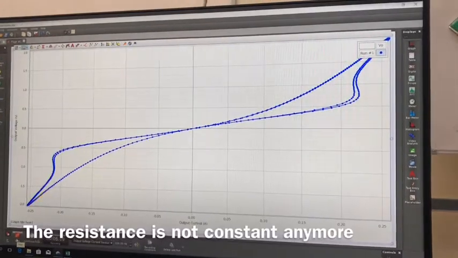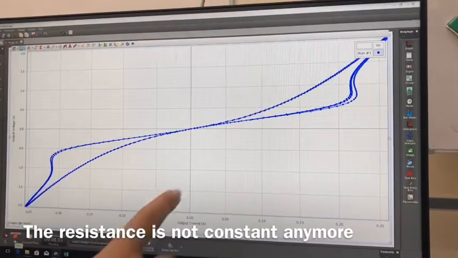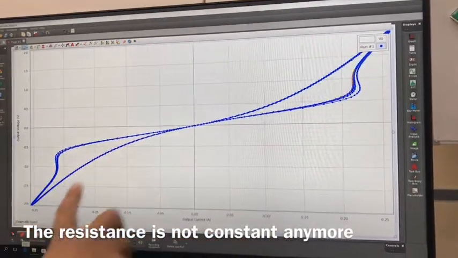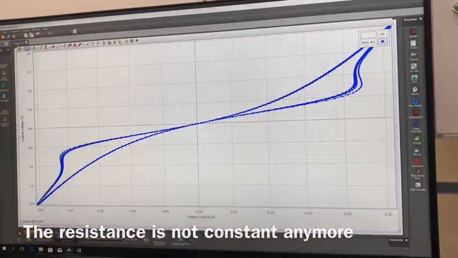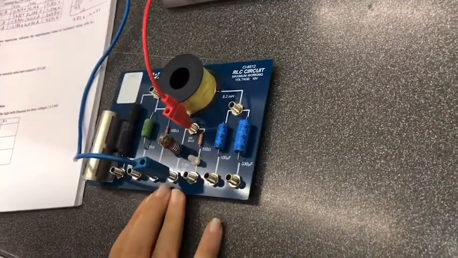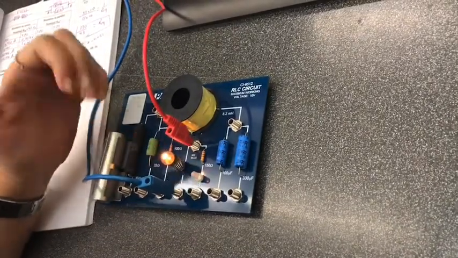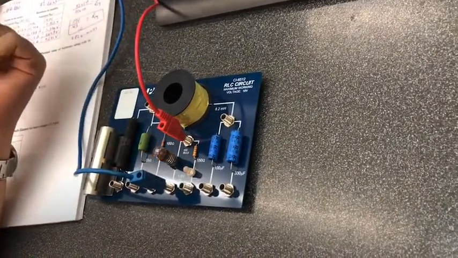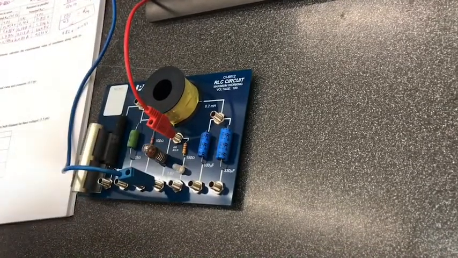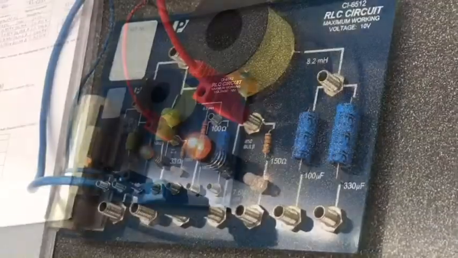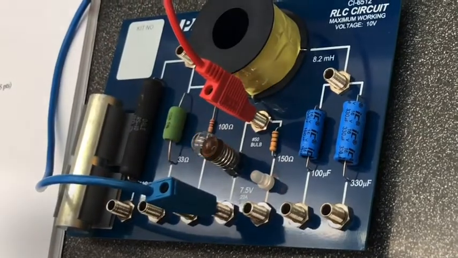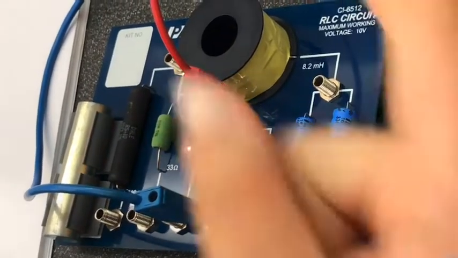Now, if you focus on the points, they make a butterfly shape, okay? So it goes up one way and comes down another way. If you look at the bulb, the cycle of the current is affecting the brightness of the bulb, okay? Let's take some points and prove that no, it's not linear.